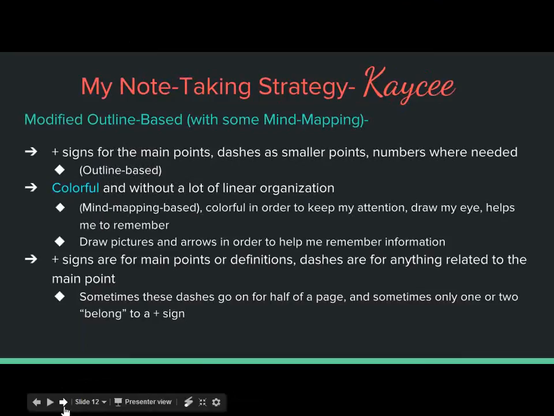So for me, I use plus signs for my main points and dashes for smaller ones. So kind of outline-based, but mine's a little bit less linear organized, I guess. It kind of goes all over the page. But my plus signs are for main points or definitions, and dashes for anything related to them. But I also use a different color, I guess, for both my plus signs and my dashes. It helps me to draw my eye to each piece, and then I also draw some pictures and arrows in there, kind of mind mapping, just to keep my attention and help me to remember what happens in my lesson.